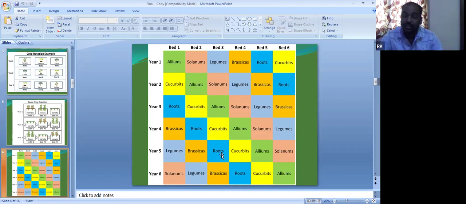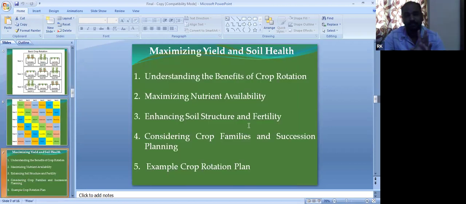So 6 years or more is very good. That's all. Now we talk about why crop rotations. What is the need? What is essential for crop rotations?